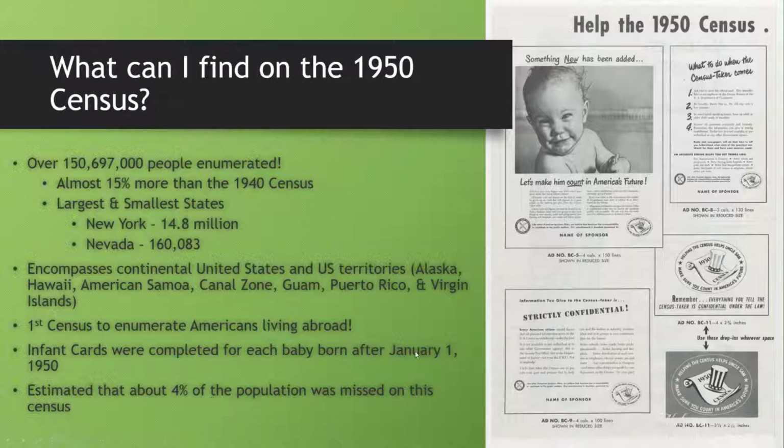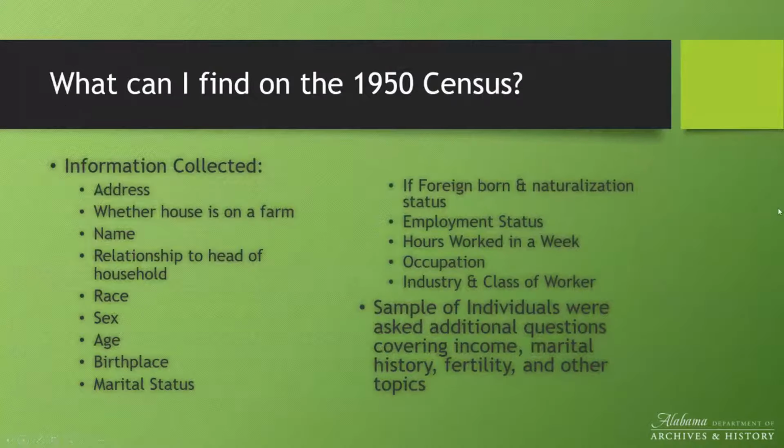It is estimated that about 4% of the population was missed on the census. So even though with this one they took some steps to make it a little more thorough so that they would get more people enumerated, they did miss some people. So it is a chance that someone you're looking for may have been missed.